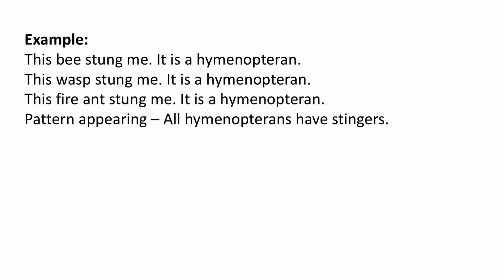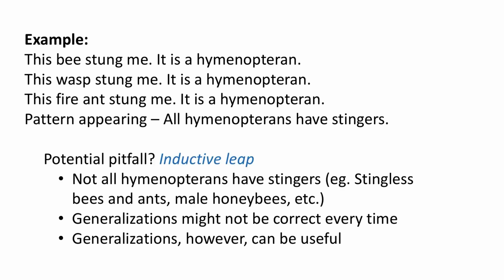Another example of inductive reasoning is that this bee stung me. It is a hymenopteron. This wasp stung me. It is a hymenopteron. This fire ant stung me. It is a hymenopteron. These are all general observations. The pattern starts to appear that all hymenopterans have stingers or can sting. There is a potential pitfall to this, and that potential pitfall is what we call an inductive leap.